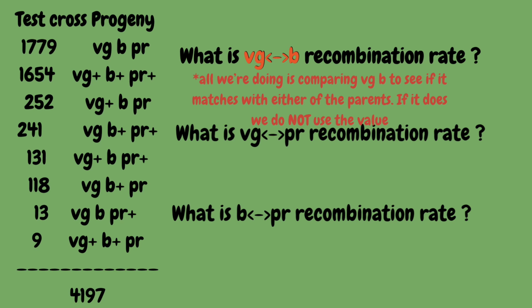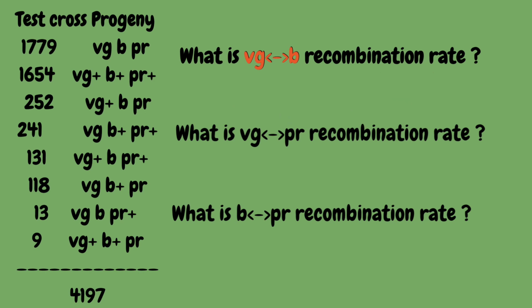Next, we have VGB plus PR, which does not correspond with our parent, so we can write 118 as a part of our recombination rate. Next is VGB PR plus. VGB does match with our first parent value, therefore we do not include it in our recombination rate. Next is VG plus B plus PR. B plus does match with our first parent value, therefore we do not include it in our recombination rate.